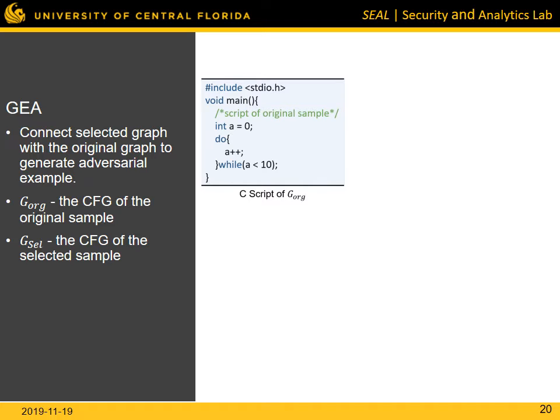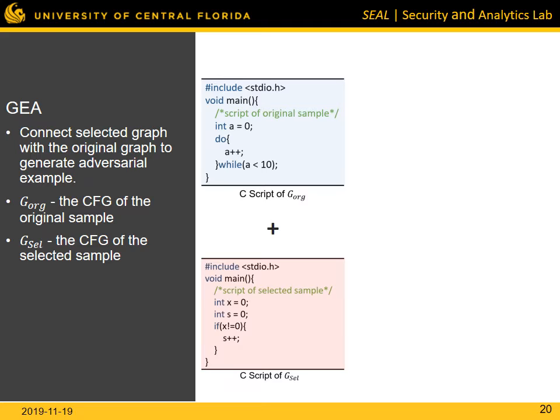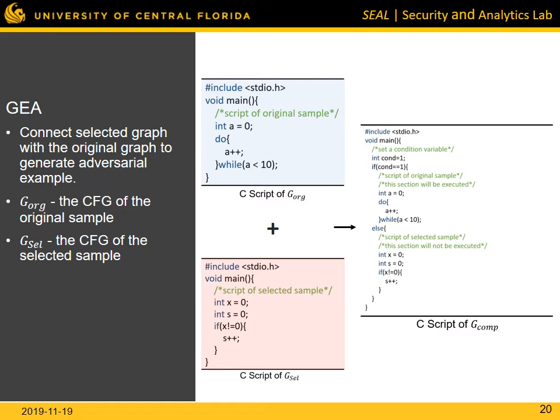For now, let's combine the script of the original graph shown here. We then select a script of a selected sample to be added. The connection must maintain the functionality and the practicality of the original sample, in the above part of the figure here, leading to a potential practical adversarial example. Here is the combined script with a simple combination. The blue area represents the original sample script, and the red area represents the selected sample script. We define a condition variable to ensure that the functionality is intact.